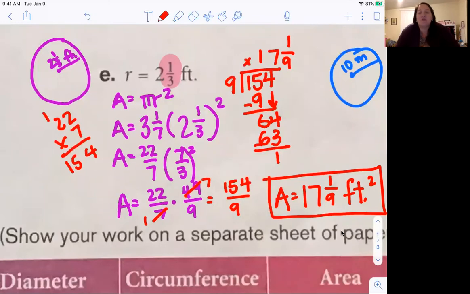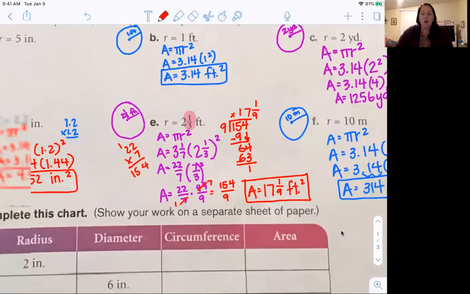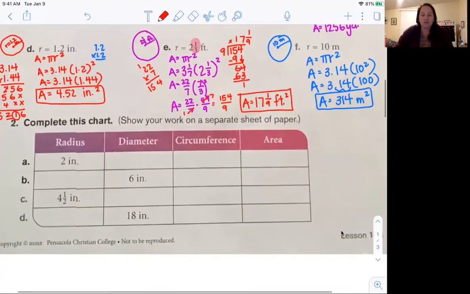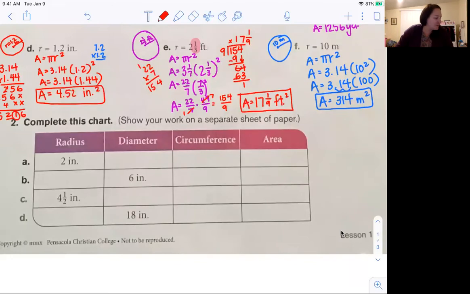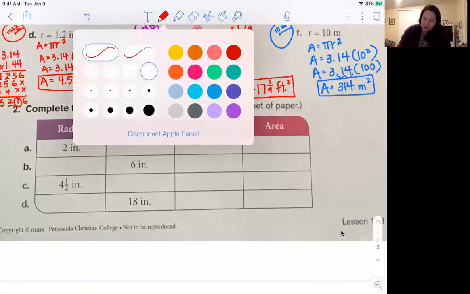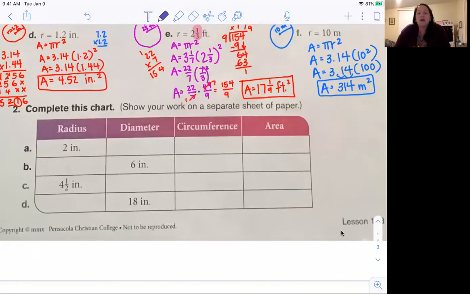Okay, just sometimes those repeating decimals can get tricky, and that's where you want to use the 3 1/7. Okay, it says complete this chart and show your work on a separate sheet of paper. Let me see. Yes, let's do these together. So we have, oh, these should be not so hard as they have been. So let's see. If I have a radius of 2 inches, to find my diameter, I do 2 times my radius. So that would be 4 inches. And I'm not quite at circumference yet, so we're going to wait there.